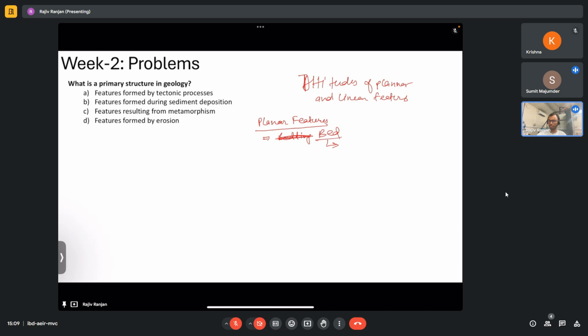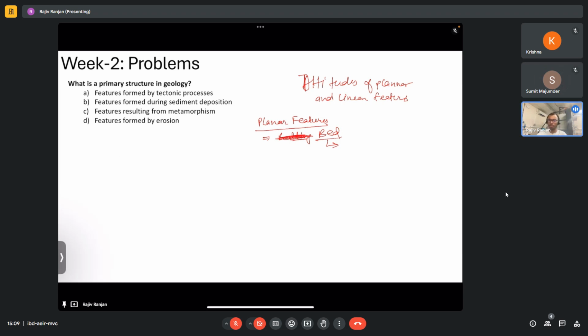Sumit, can you follow me? Mainly altitude, I mean, what is the elevation from the plane? Something like that. Are there any folds present? And also the morphology of the structure.